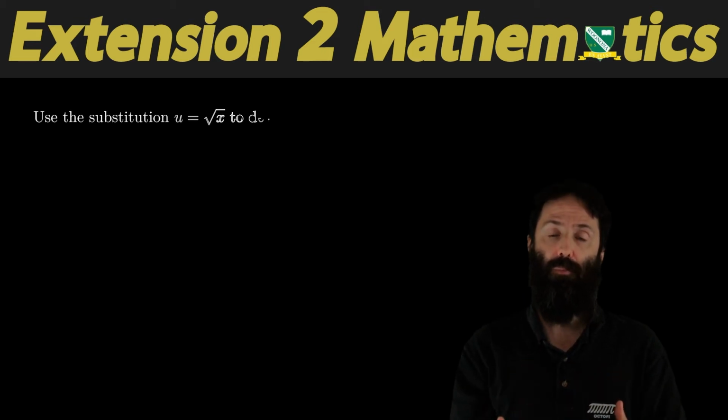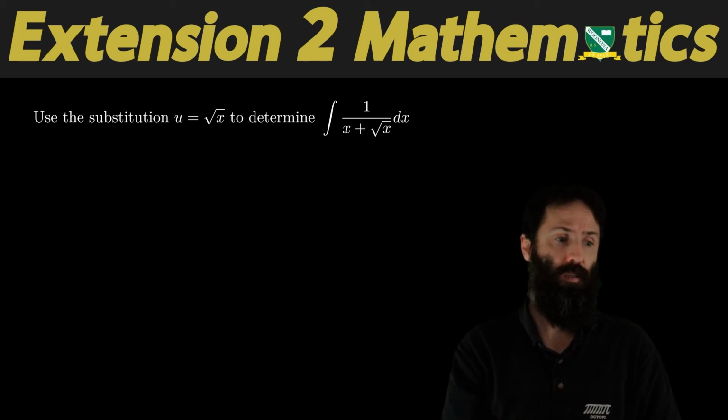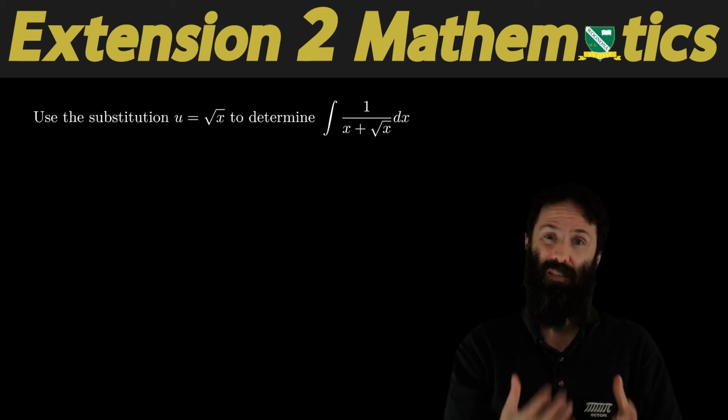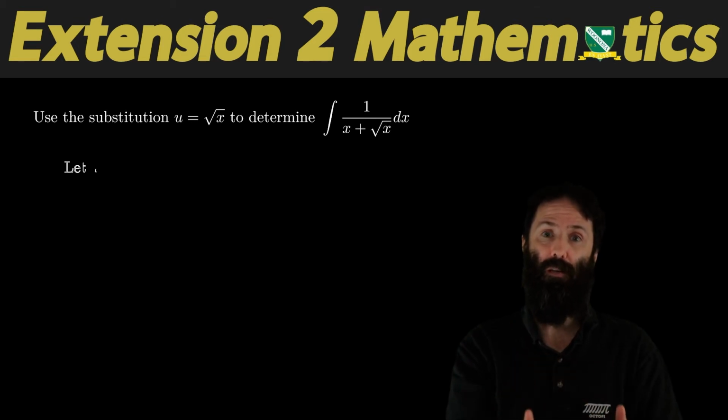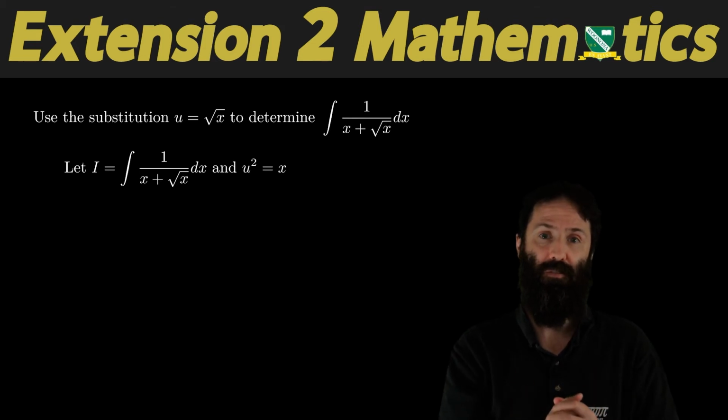So in this example, you can see we are given a substitution. We're told that u equals the square root of x, and we're looking at the integral of 1 over x plus root x. And in fact, it's going to be easier if we work with u squared equals x, as you'll see. The problem with that is we've now got an implicit definition rather than an explicit definition. So we're going to have to use something called implicit differentiation.